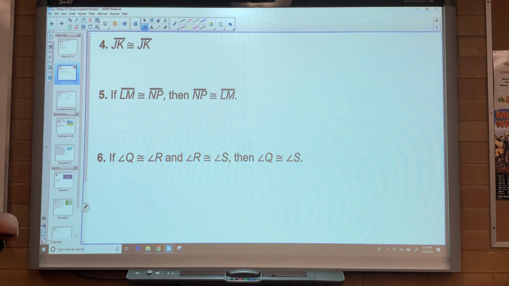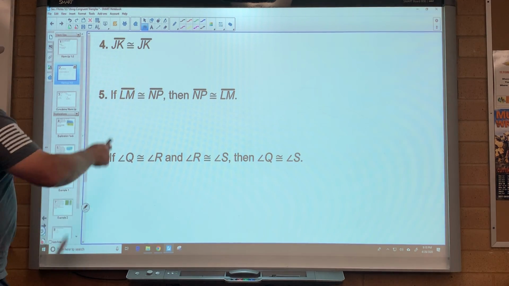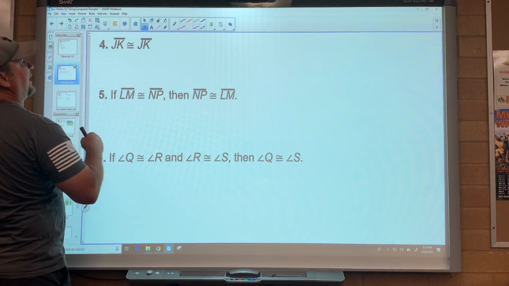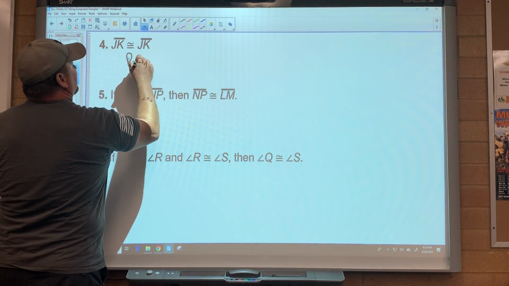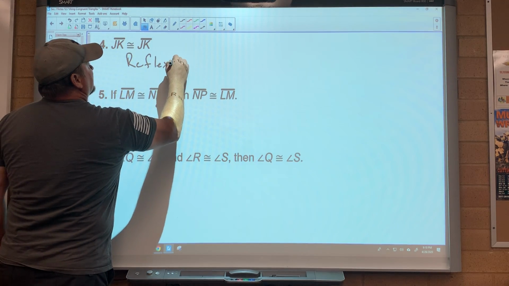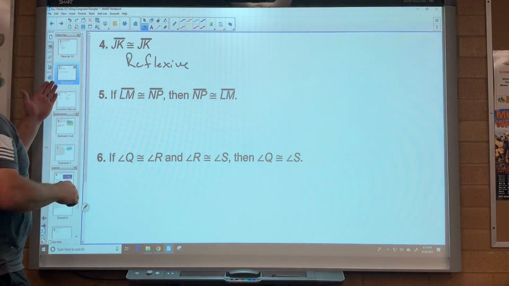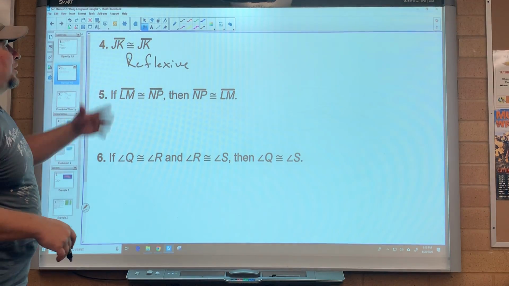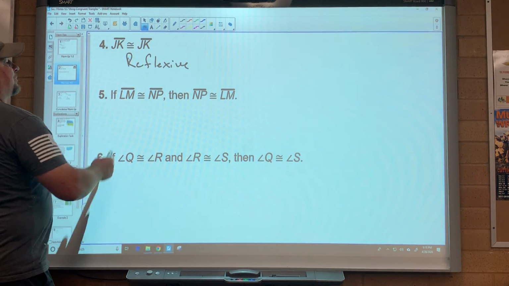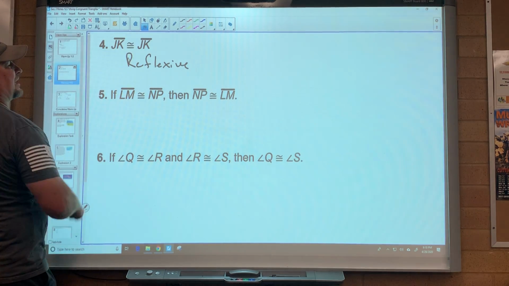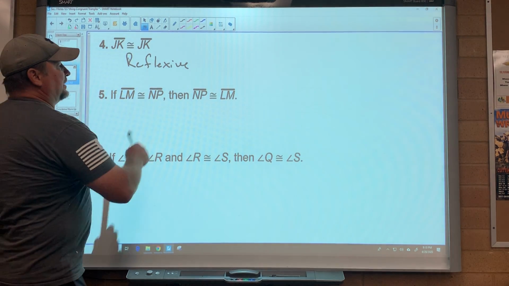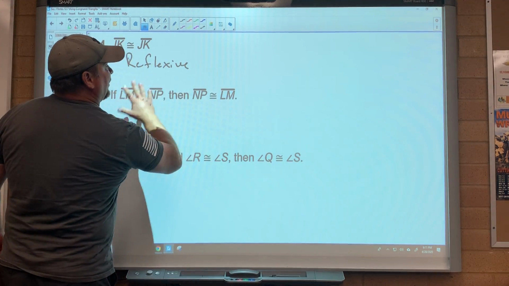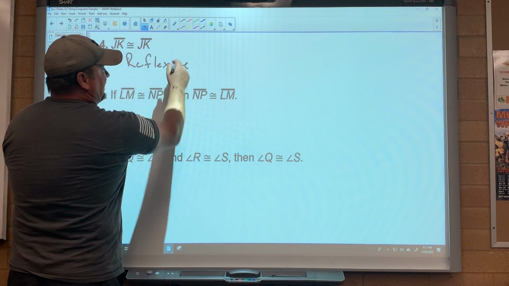So what does this one look like? Well, JK is congruent to JK, that's reflexive. So anytime two things are exactly the same, it's like looking in a mirror, we call it reflexive. Let's see what this one is. Segment LM is congruent to segment NP. Then segment NP is congruent to segment LN. If I flip it over, it lands right on top of itself. That's like the symmetric.